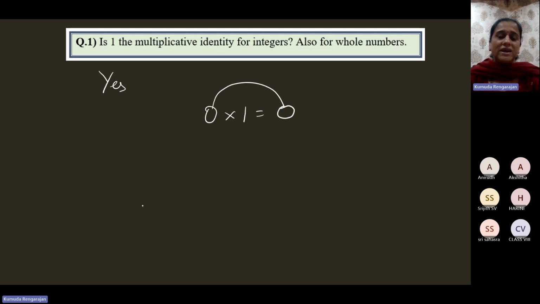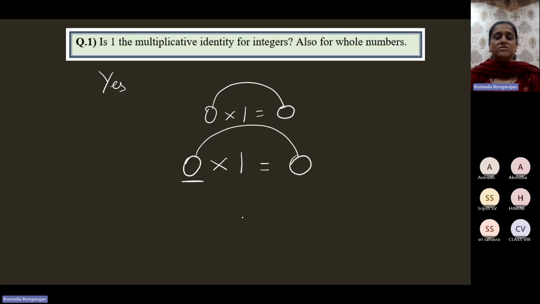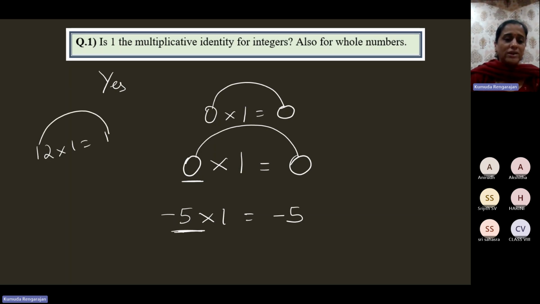And what is that property of 1 being the multiplicative identity? Any rational number, even if it is 0, multiplied by 1 should give the rational number itself as the product. Yes, 0 into 1 is 0 itself. Take the integer -5 into 1 is the integer -5 itself. Take the whole number 12 into 1 is the whole number 12 itself. So yes.